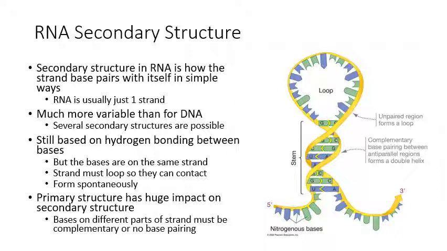And so it's a little bit similar to proteins. In proteins, the secondary structure is simple folding of the amino acid chain. Tertiary structure is complex folding of the amino acid chain. With RNA, the secondary structure is simple folding of the strand, and the tertiary structure actually is complex folding of the strand.